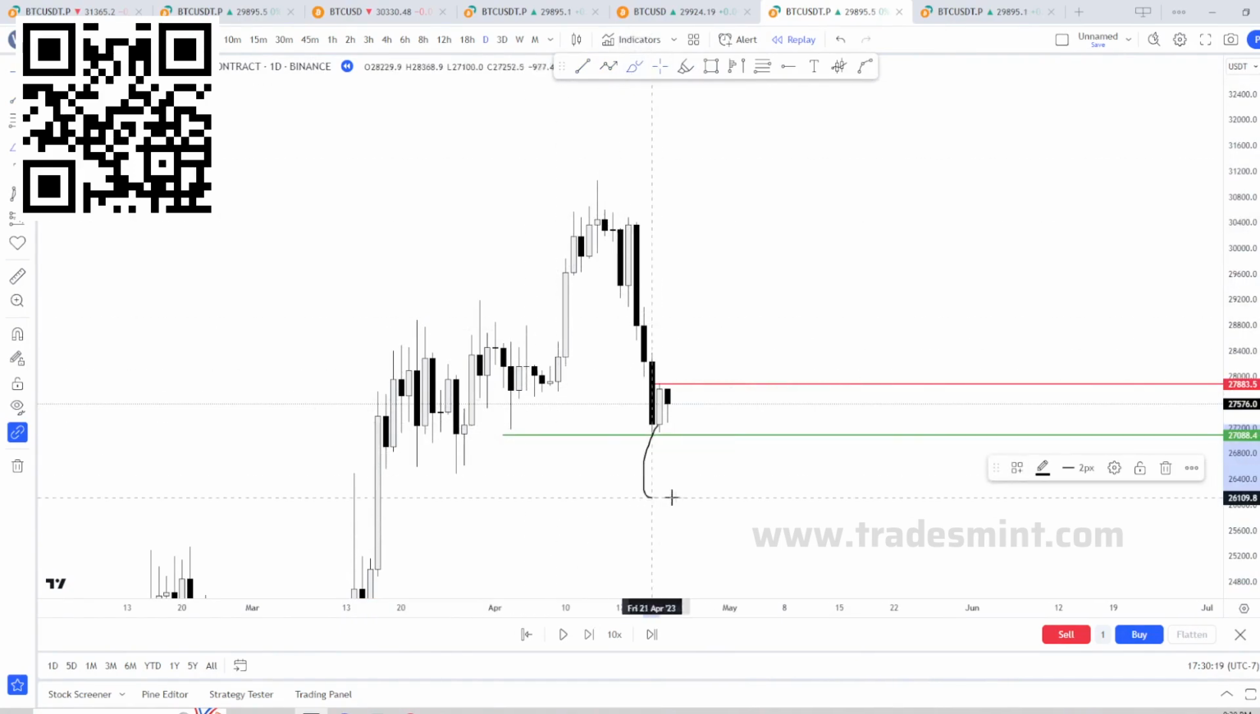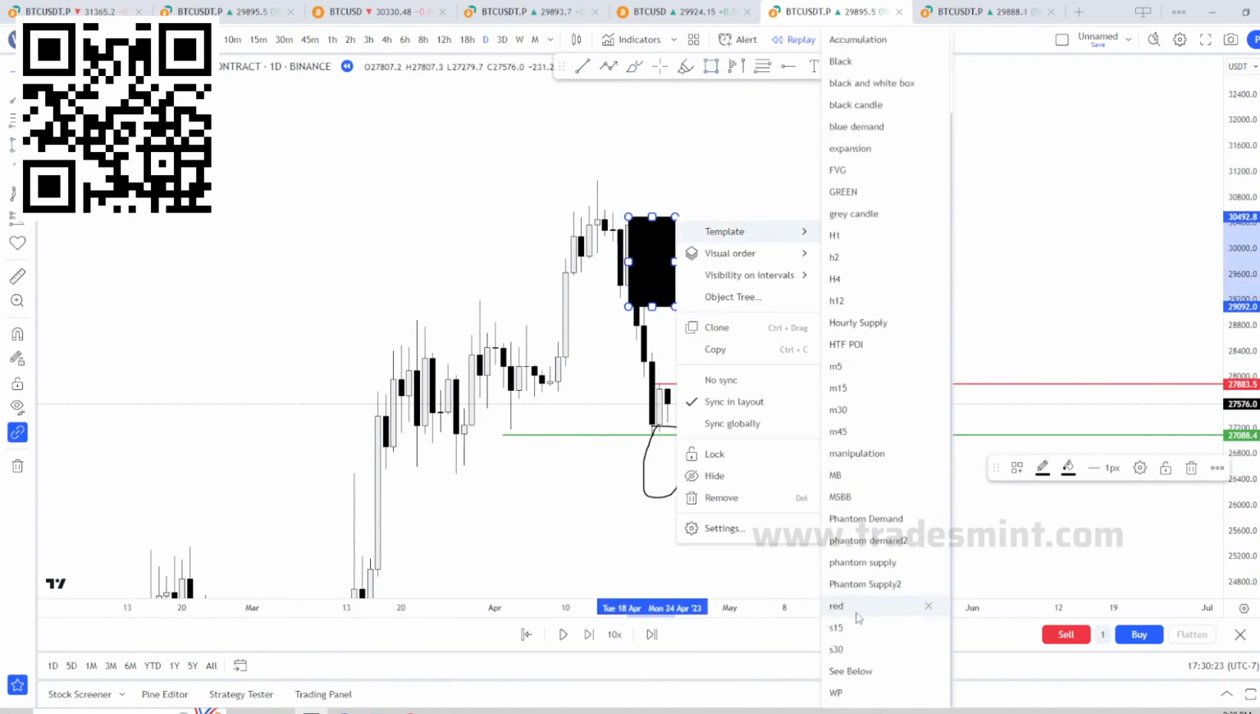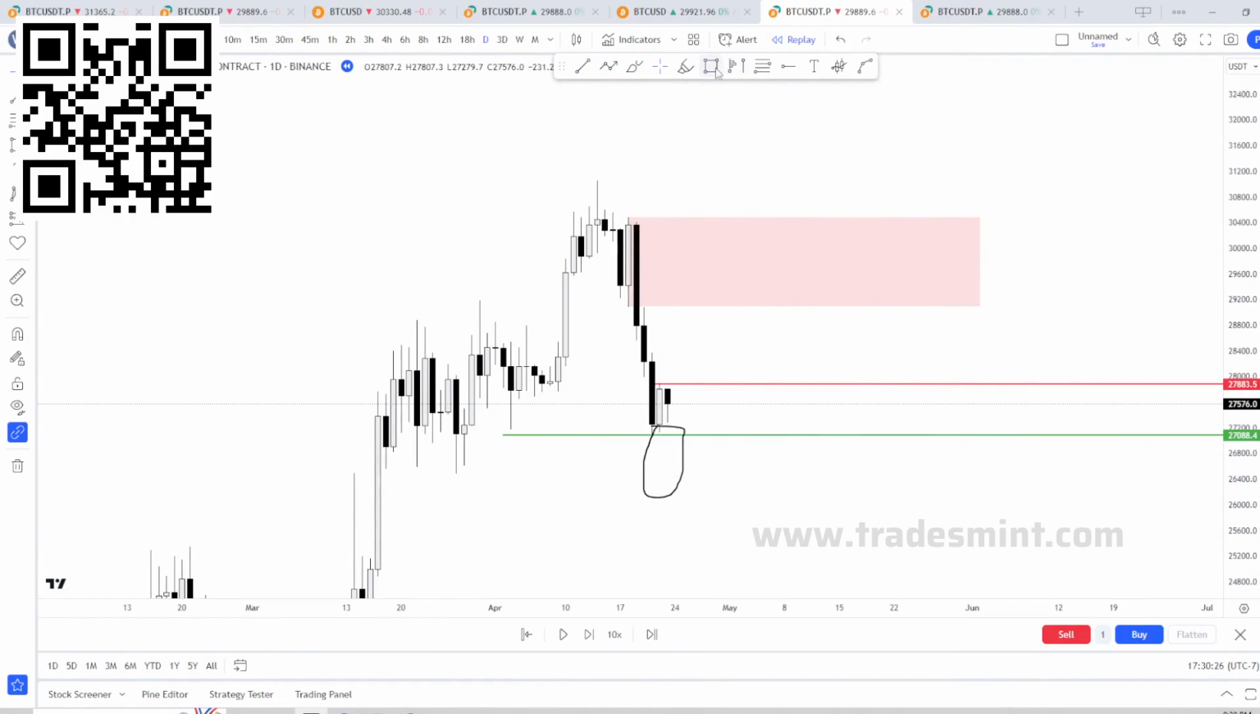And we know that if we had a broken structure here, not only would this have been a valid pivot-based or fractal-based supply zone, this entire area here from left to right where the break in structure actually occurred would also be range supply.